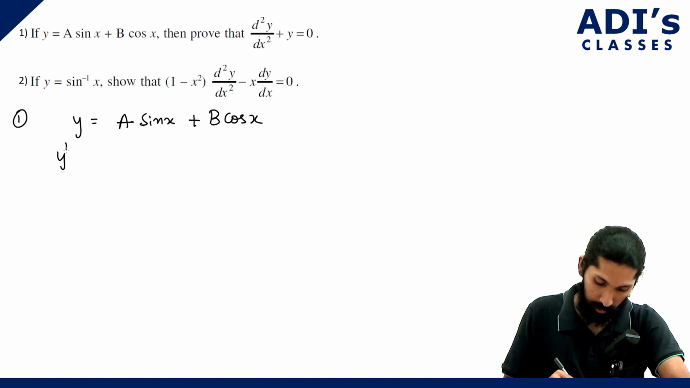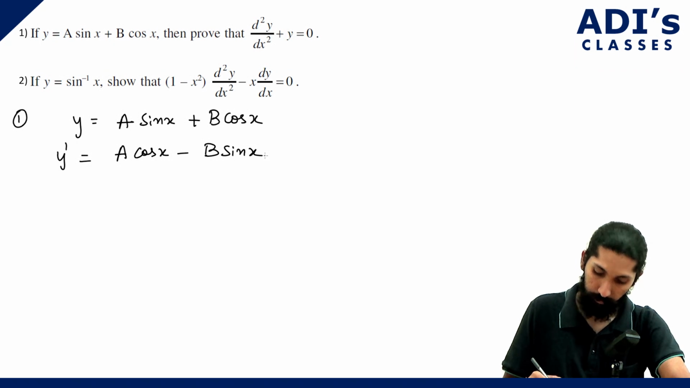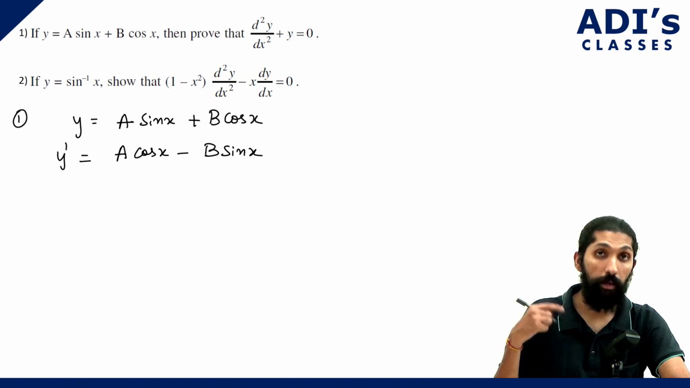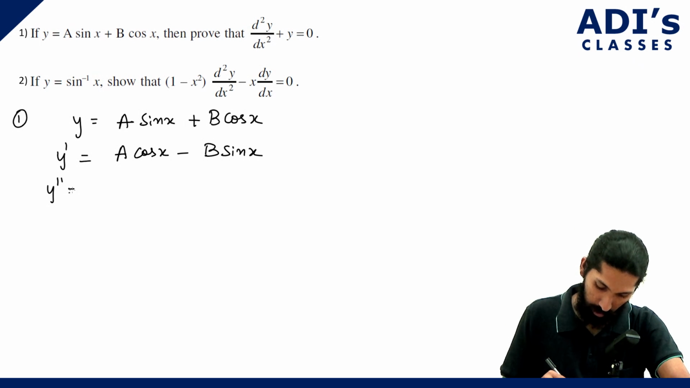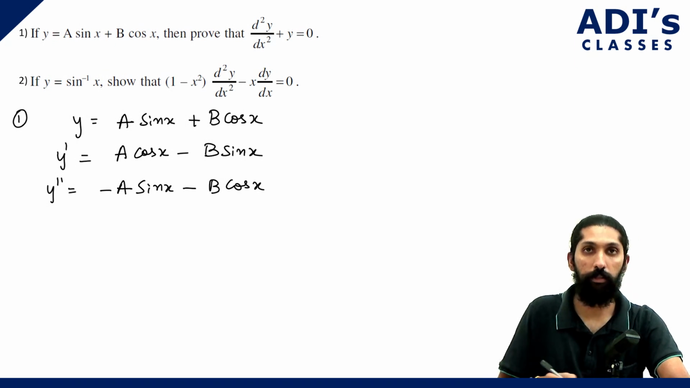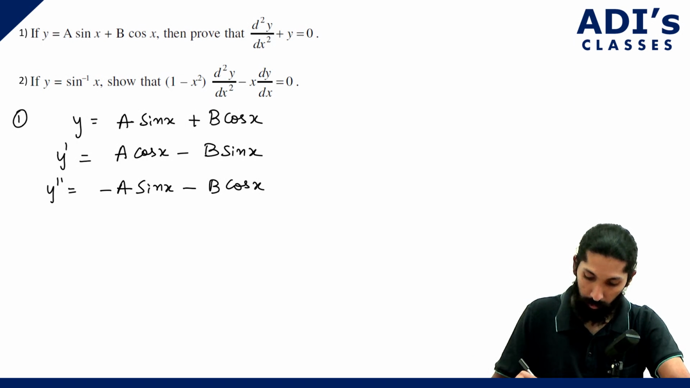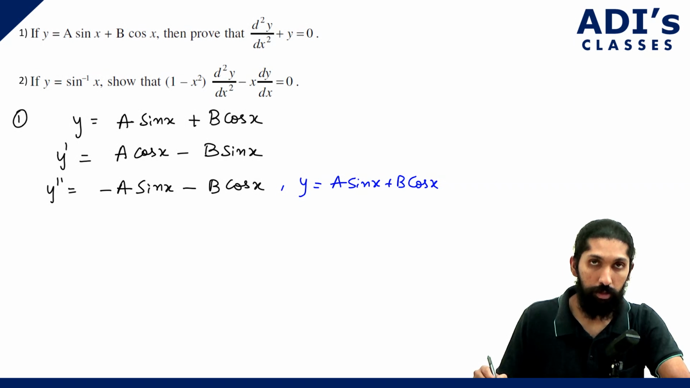y dash is equal to a cos x minus b sin x. Right? Again differentiate, double derivative. y double dash is minus a sin x minus b cos x. Correct? Now, next thing, what do we have? The y value is given as a sin x plus b cos x. Correct? It's given in the question.